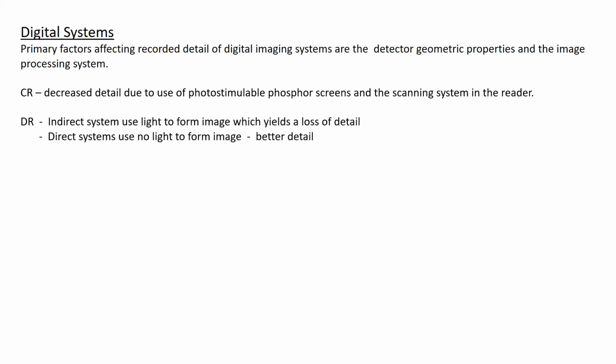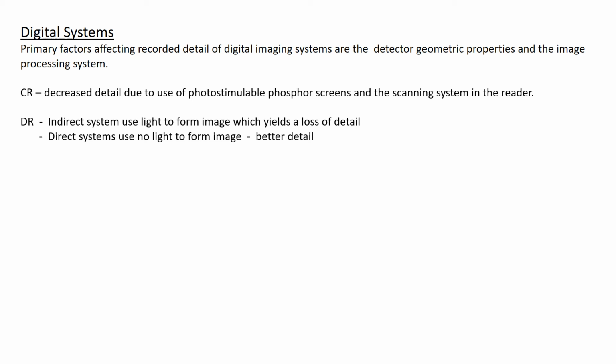So with DR, we've got two types of systems. You'll learn more about this in your digital imaging class as well. We've got indirect systems. Indirect systems use light to form the image. And once again, as I said, light is a middleman. That middleman takes away detail. Then we have systems that are direct systems, and they don't use any light to form the image.